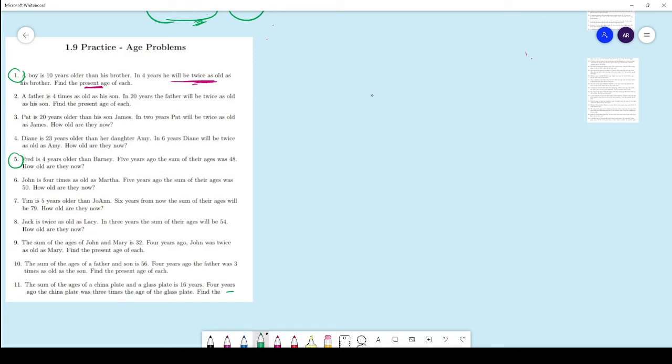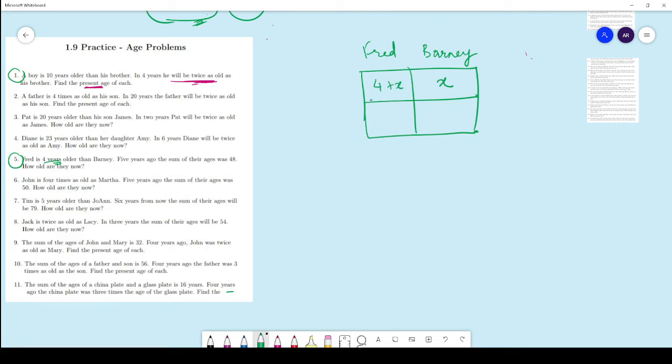So there are two people, Fred and Barney. So again, let us make this column, and we have Fred and we have Barney over here. Let us look at the equation. Fred is 4 years older than Barney. So that means if Barney is x years old, Fred is 4 plus x years old. And see, we are talking about present over here.